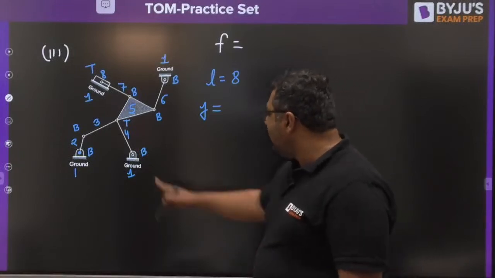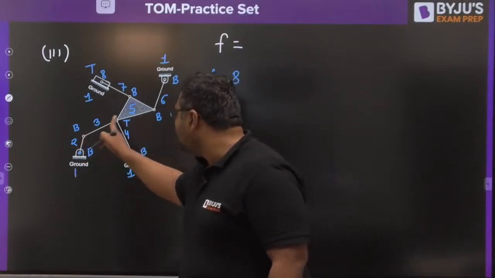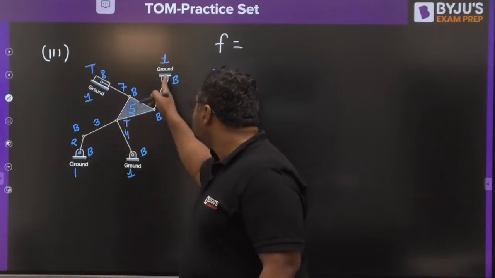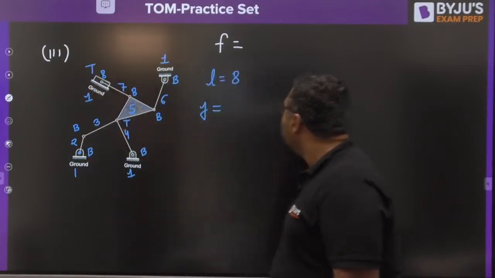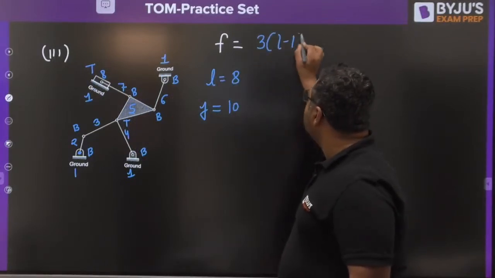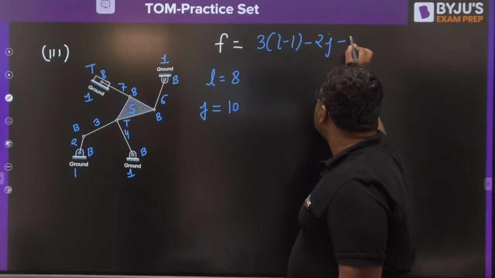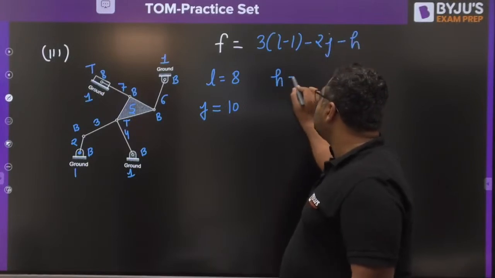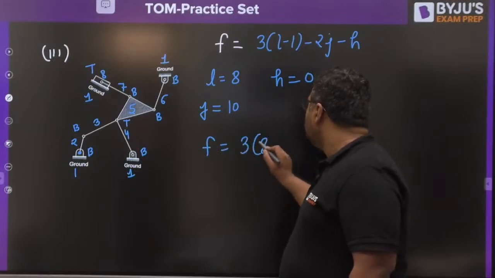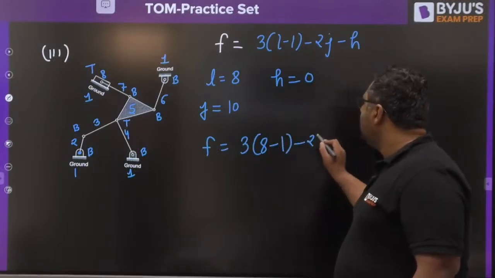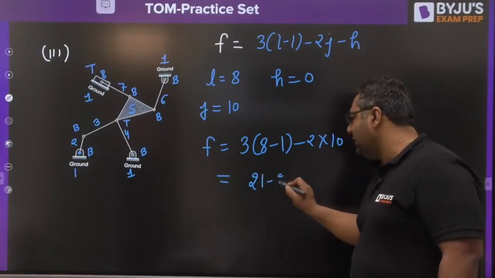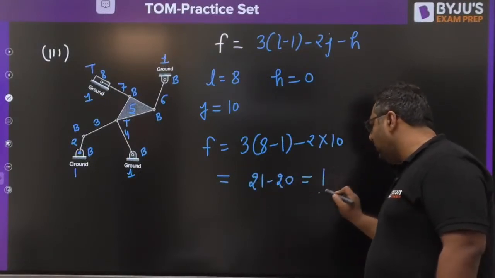So number of joints, my dear: 1 binary, 2 binary, 3 binary. This is 2 binary, then 1, 2, 3, 4, 5, 6, 7, 8 and 9, 10. So my dear, 10 are the joints. You know, F equals 3 into (L minus 1) minus 2J minus H. There is no higher pair, so put H equal to 0. F will be equal to 3 into (8 minus 1) minus 2 into 10. So it will be 21 minus 20. The answer would be 1, my dear.